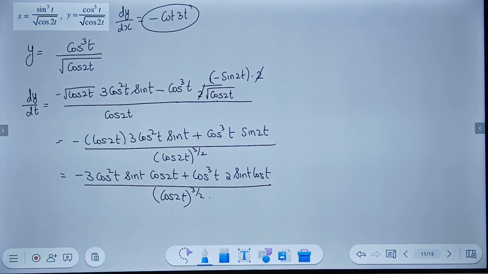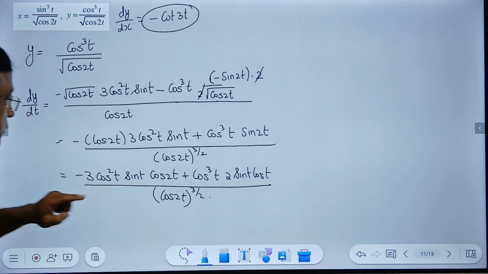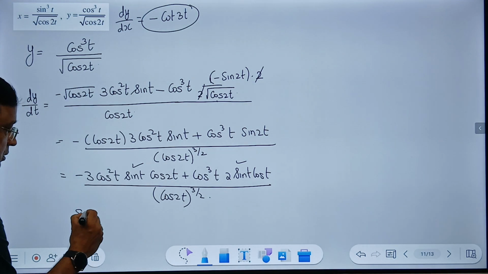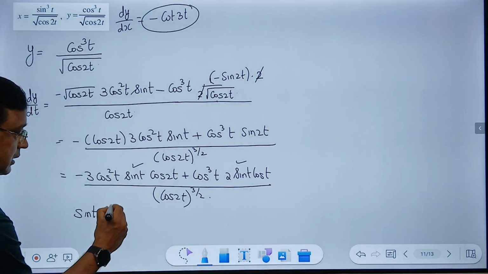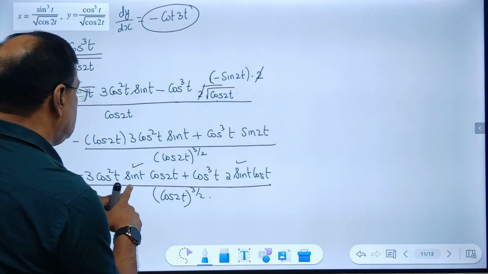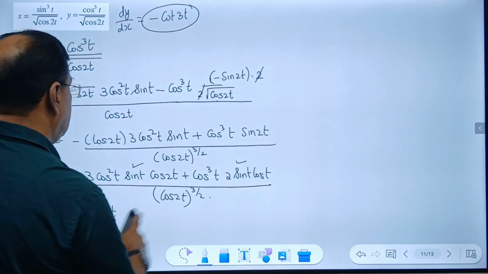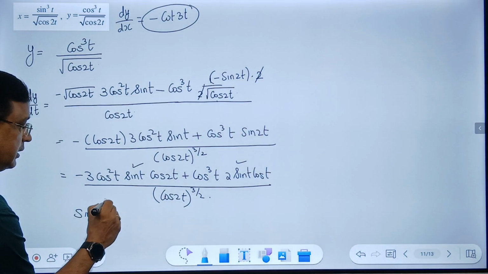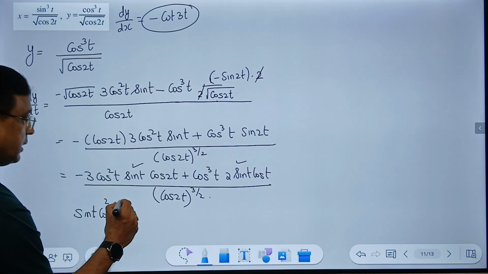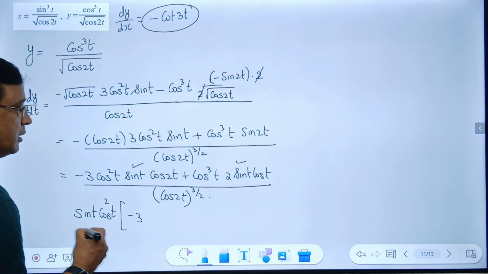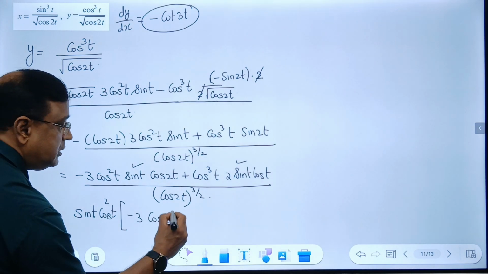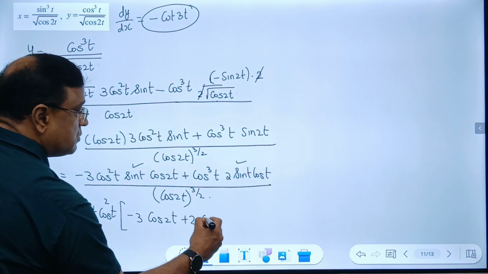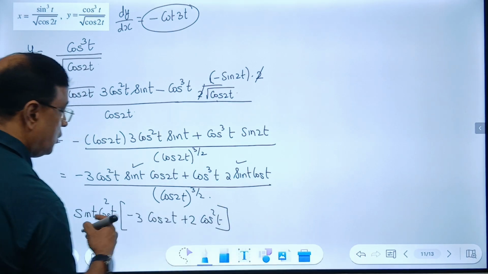Now how do I simplify? The simplification is very important. If you watch carefully, in both the terms sin t is common and cos t is also common. Correct? Sin t and cos t is common. So actually cos square t is common. So I will get minus 3 cos 2t plus 2 cos square t. I took cos square outside.